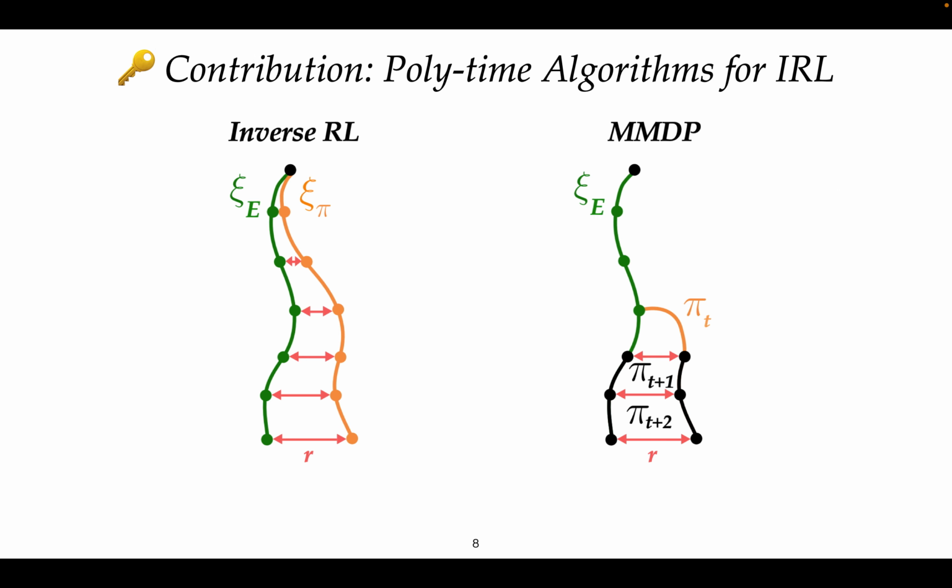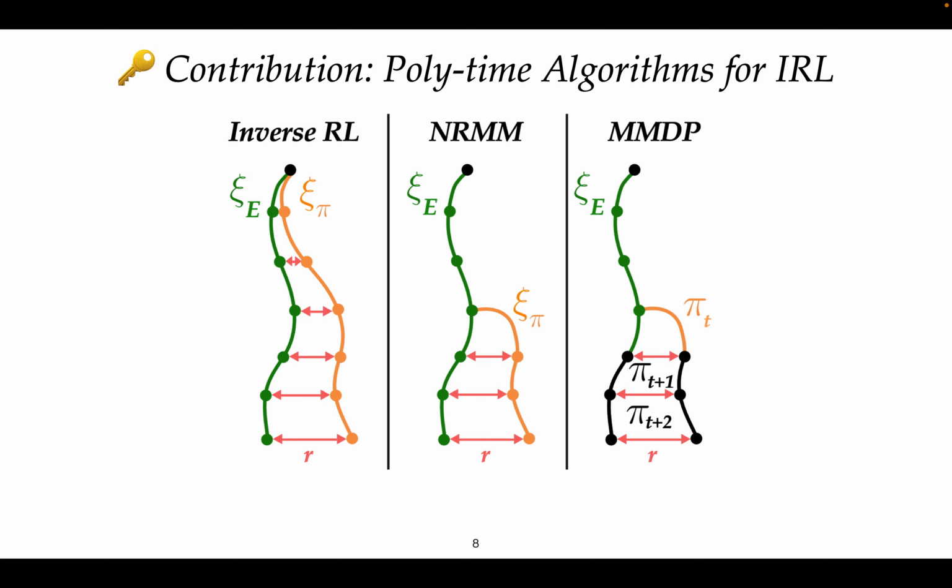We call this algorithm MMDP, or moment matching by dynamic programming. If you want to learn a single stationary policy rather than a sequence, we also give an algorithm for this in our paper. Effectively, this algorithm is like doing inverse reinforcement learning, but changing the learner's start state distribution to be that of the expert.